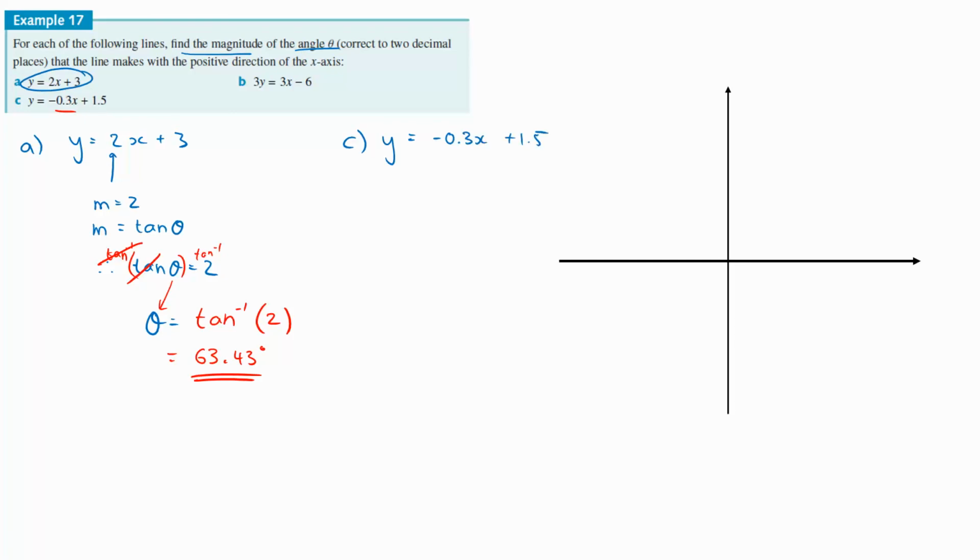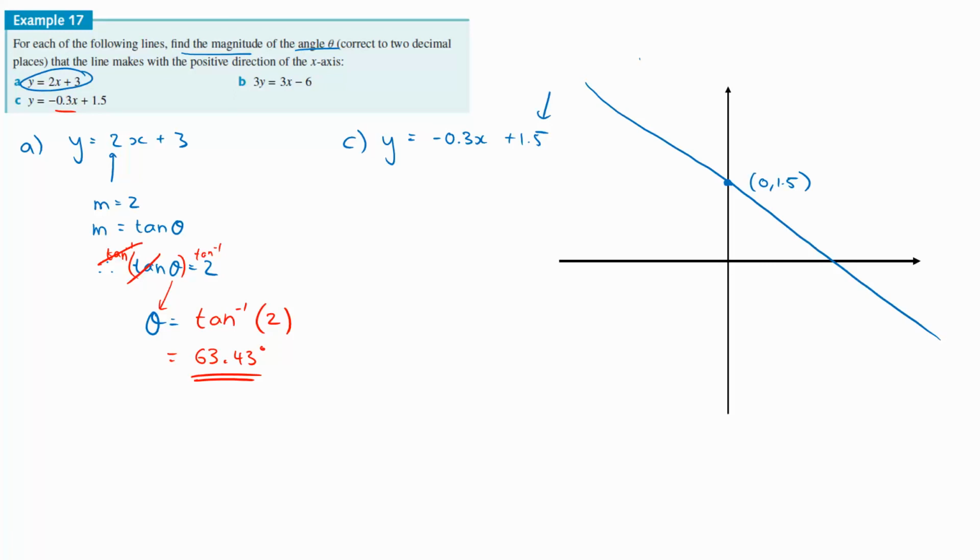That has a y-intercept of 1.5, so let's say here's 0, 1.5. It's got a negative gradient, so I know the graph looks something like that. Actually, it's 0.3, so it's a much flatter gradient. So I'll just do it like this.